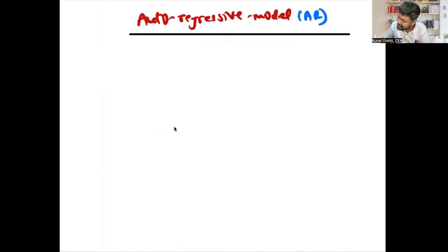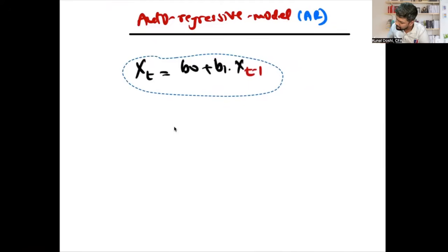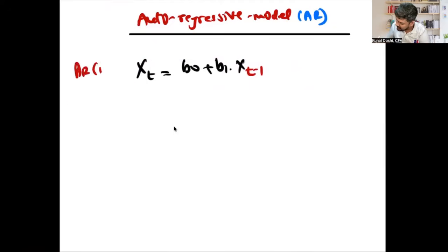It is based on the lagged values. So here the value of xt is based on b0 plus b1 xt minus 1. This is my AR1, where I've used one lag. So I will write this is AR1.